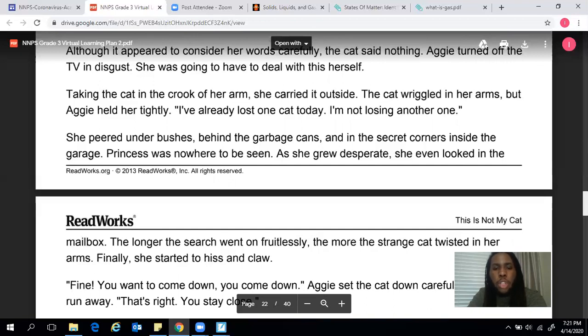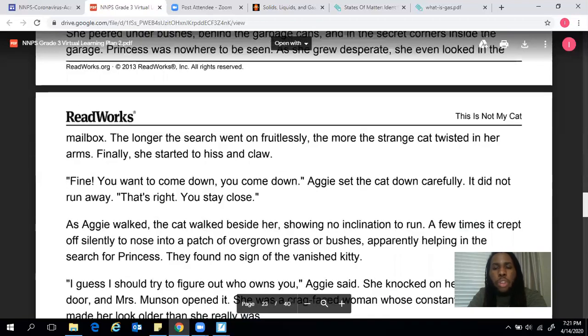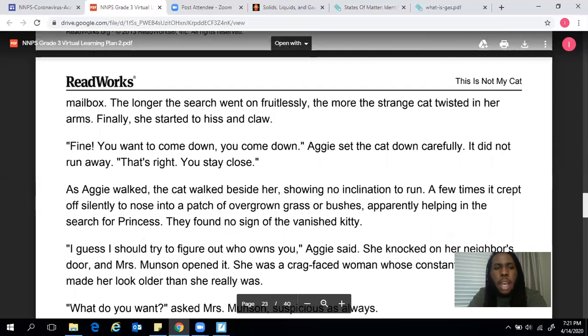The longer the search went on fruitlessly, the more the strange cat twisted in her arms. Finally, she started to hiss and claw. "Fine, you want to come down? You come down." Aggie set the cat down carefully. It did not run away. "That's right, you stay close."